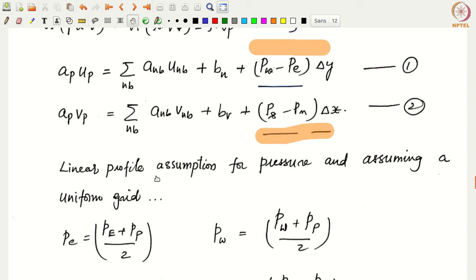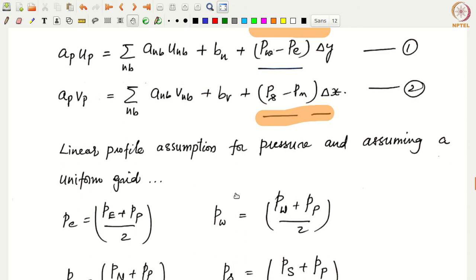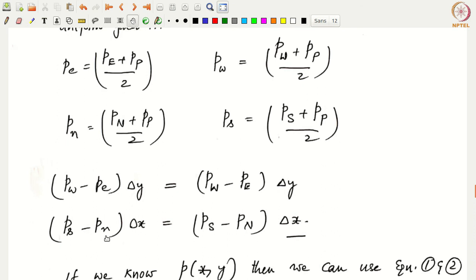If we assume that the pressure varies linearly and we assume a uniform grid, then the pressure on the east face can be written as (PE + PP)/2. Similarly, Pw would be written as (PW + PP)/2, Pn on the north face as (PN + PP)/2, and Ps on the south face as (PS + PP)/2. So we essentially made an arithmetic average. If we substitute these back into this equation, because PP comes up in both terms and there is a minus here, we end up with (PW minus PE) times delta y for the pressure gradient term in the x momentum equation, and for the y momentum equation we end up with (PS minus PN) times delta x.